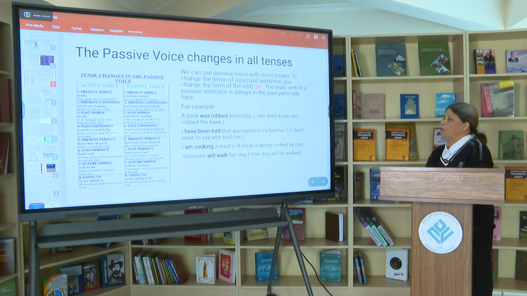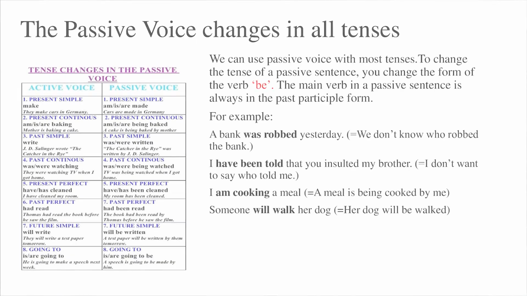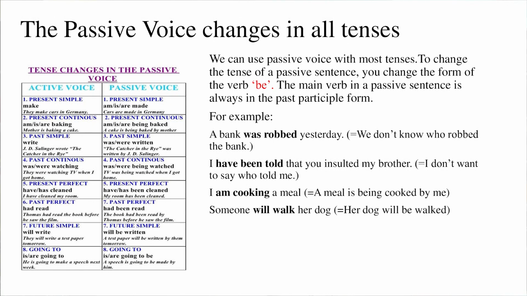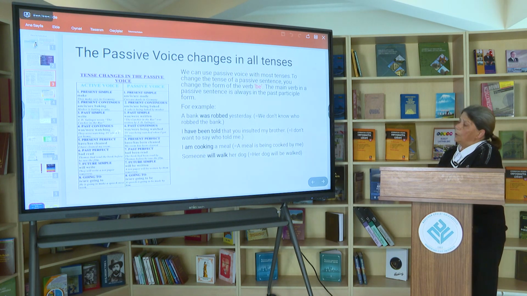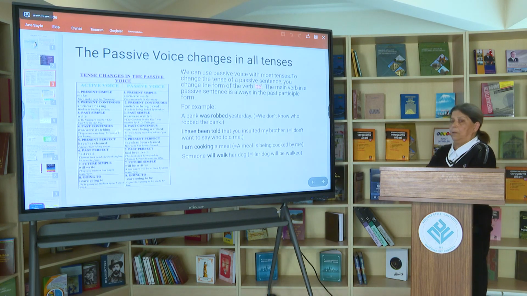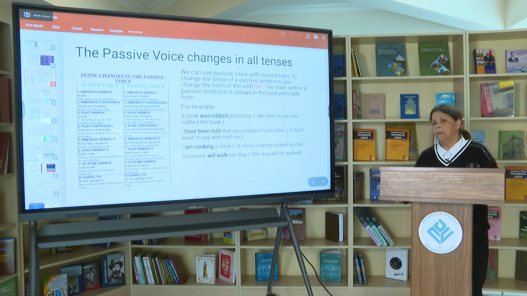In past simple, we use forms of to be, was, were, plus verb 3 or participle 2. For example, Macbeth was written by William Shakespeare. It is a passive sentence. In active sentence, it will be William Shakespeare wrote Macbeth. In present continuous tense, if we say a sentence, they are watching TV. In passive construction, it will be in this way. The TV is being watched by them.